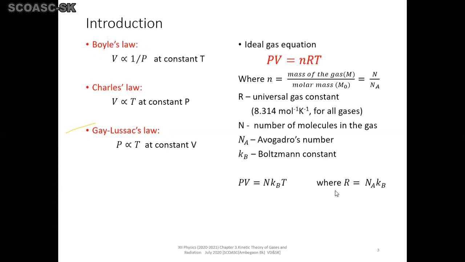Now R is nothing but your Avogadro's number into the Boltzmann constant. So if I put Na into Kb for R, and n is N upon Na, Na and Na will get cancelled, and I will have the equation PV is equal to N into Kb into T. What is P? Pressure. V is the volume of the gas. And the temperature at which I'm talking about this pressure and volume is capital T. N is the number of molecules, and Kb is your Boltzmann constant.